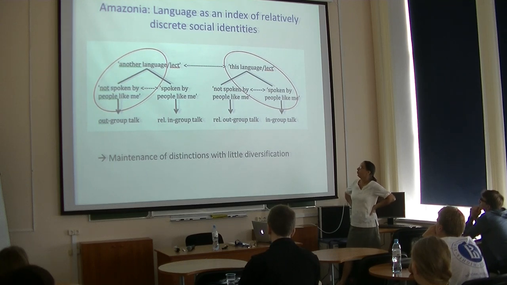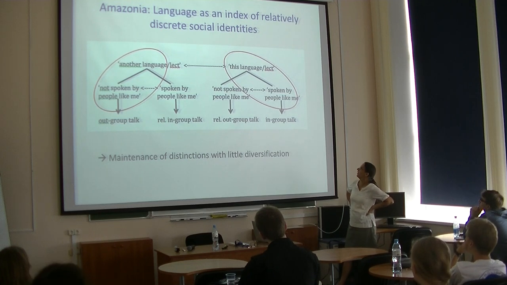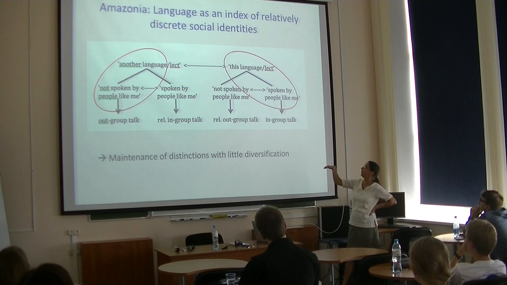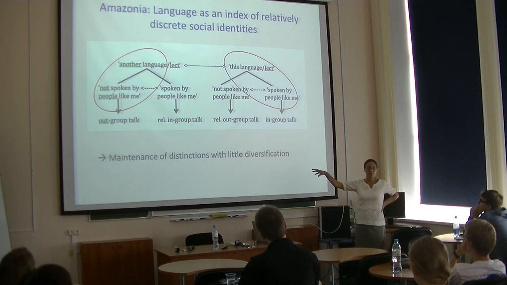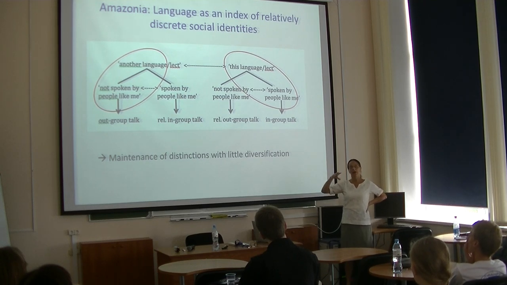It seems that a way that we can characterize the Amazonian context is that people are associating their social affiliation with a particular language and other social affiliations with other languages. Right? So this would help to understand the homogenization processes that might go on language internally and also the maintenance of the distinctions that are already kind of reified.